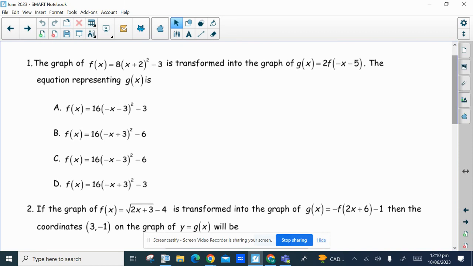Question number 1, the graph of f of x is transformed to the graph of g of x. So you can see that it's a transformation of f because it has f in it when you look at the equation for g. So the equation representing g.